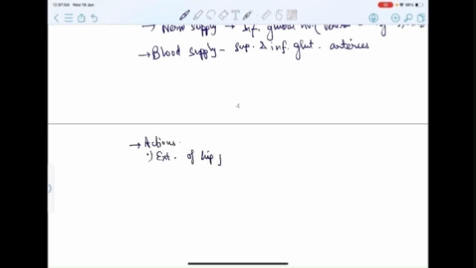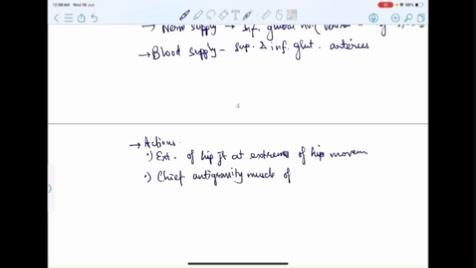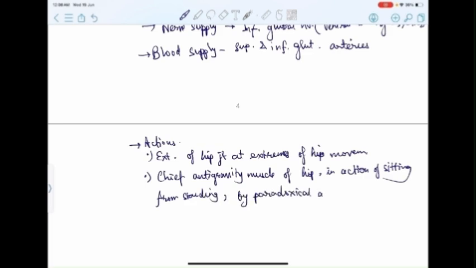Extensor of hip joint at extremes of hip movement. Chief anti-gravity muscle of hip in action of sitting from standing, by paradoxical action regulates flexion of hip joint.